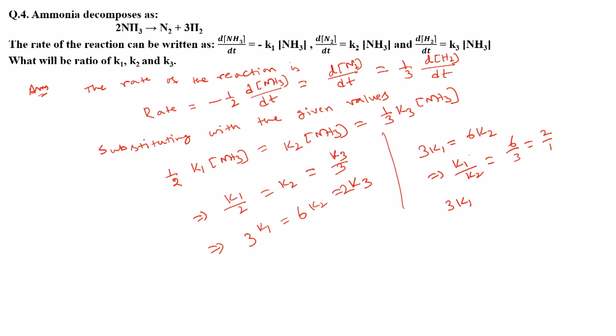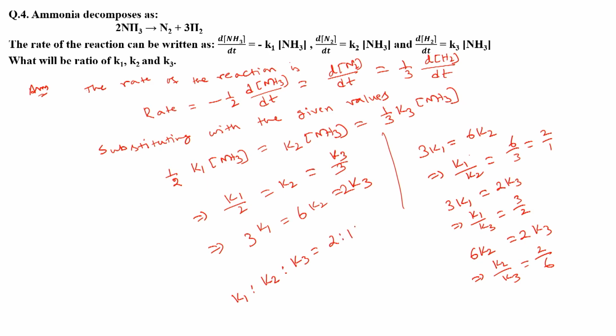Similarly, we get 3 K1 is 2 K3. So, we get K1 by K3 is 2 by 3, and 6 K2 equals to 2 K3. So, we get K2 by K3 is 1 by 3. Okay, so, we get K1 is to K2 is to K3 is 2 is to 1 is to 3, right.